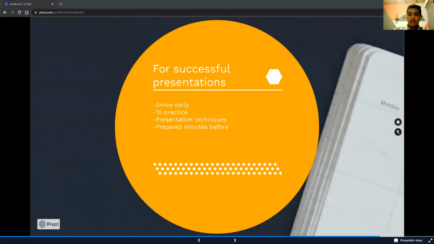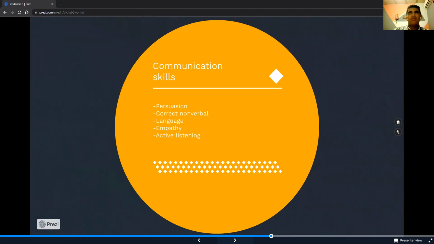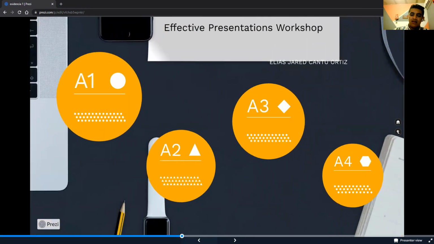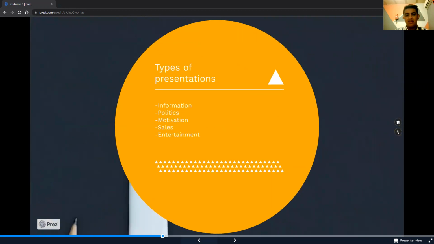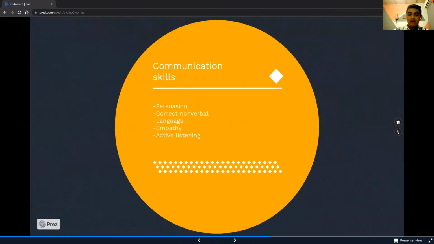So I'm gonna resume the skills, three skills that I have to improve in the future. I think one of them is the presentation techniques. Another thing that I have to update in me is the persuasion, because I don't have persuasion when I speak, and I think that is the thing that I'm gonna improve. And another thing, I think, is the active listening, because when I speak, I don't listen when the people talk.